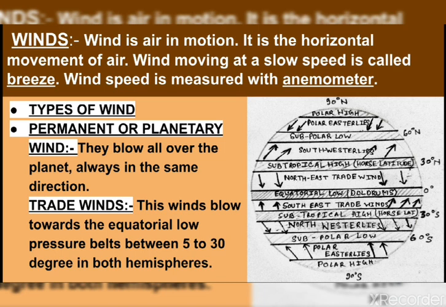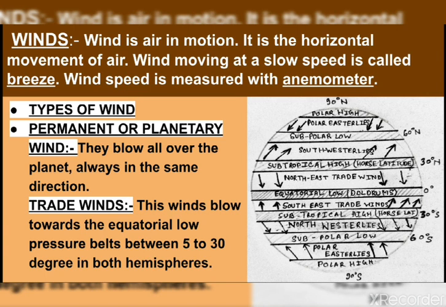These planetary or permanent winds, or the prevailing winds, are major winds blowing in the same direction between the pressure belts. They are deflected by the Coriolis force. So, they blow all over the planet always in the same direction. Now, these permanent winds are also of three types. What are these? See the diagram: Trade winds, Westerlies and Easterlies.